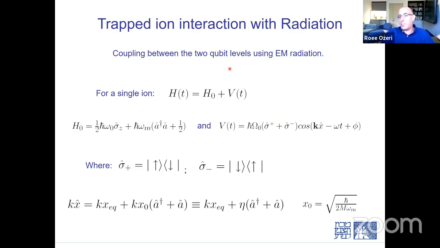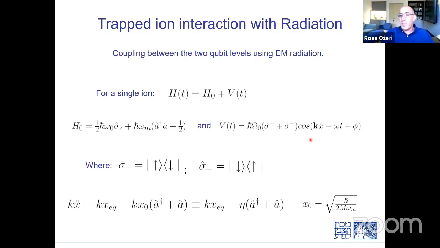For a single ion, we can write down a Hamiltonian that would be composed of a free Hamiltonian plus some interaction term, the interaction with the electromagnetic field. The free Hamiltonian would be that of a single qubit, and then the harmonic oscillator degrees of freedom, these would be the external degrees of freedom of that trapped ion. And the interaction term, the interaction with the electromagnetic field, would have some coupling strength. We call that the Rabi frequency, a sigma X operator, which can be written as a combination of spin lowering and spin raising operators.